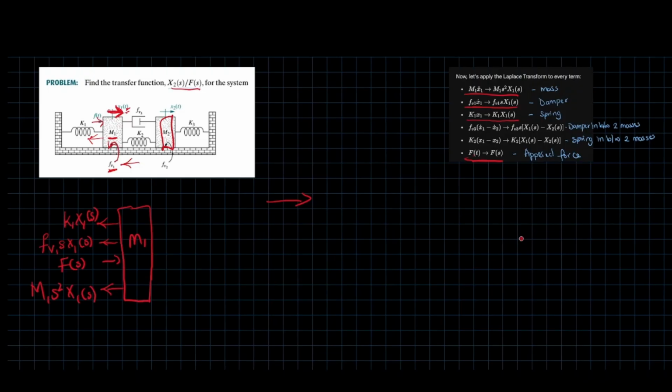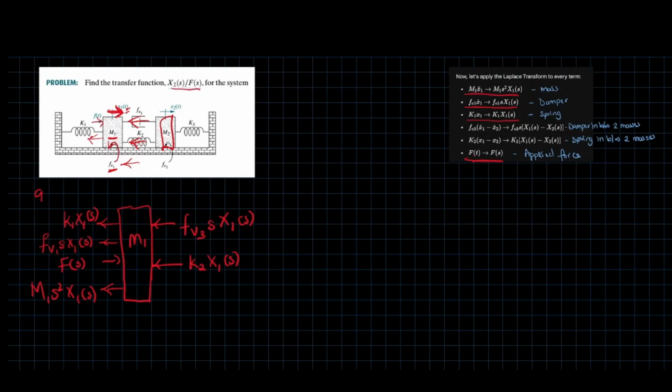Now, still the mass is moving in this direction. You notice that it's pushing this damper and this spring in. They will be trying to push the mass backwards to the position it's supposed to be, and that's how a spring and damper work. The whole duty of it is to push the mass back to its position of rest. So it's going to be pushing in this direction, pushing the mass to go back. So it's going to be Fv3 s x1(s) and K2 x1(s).